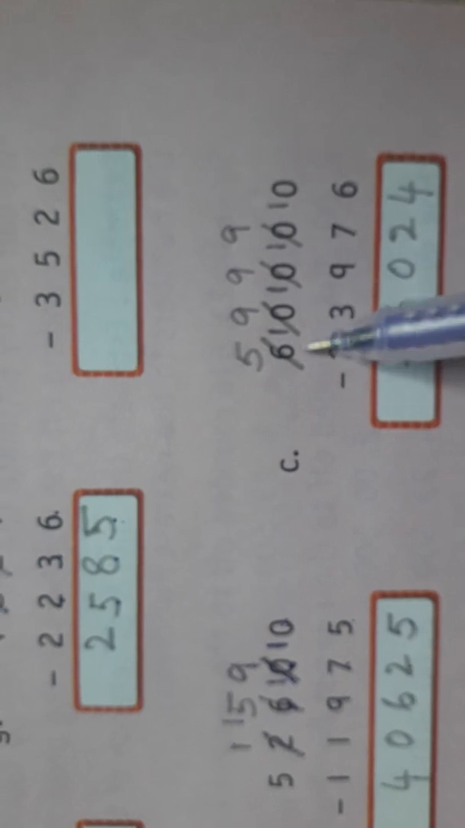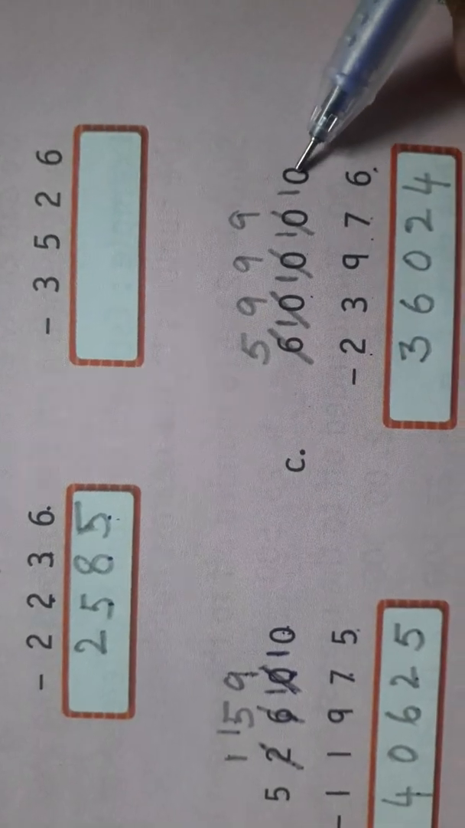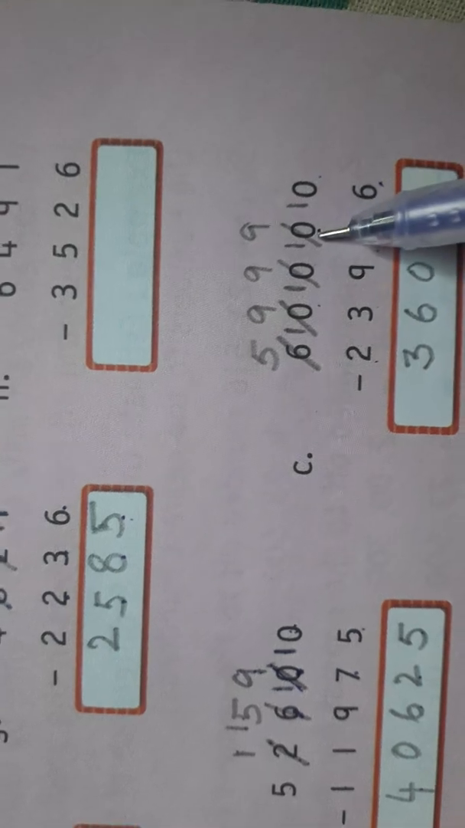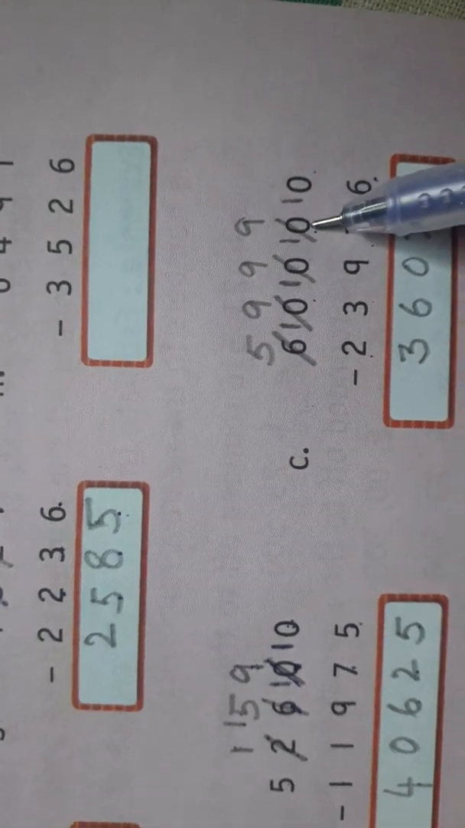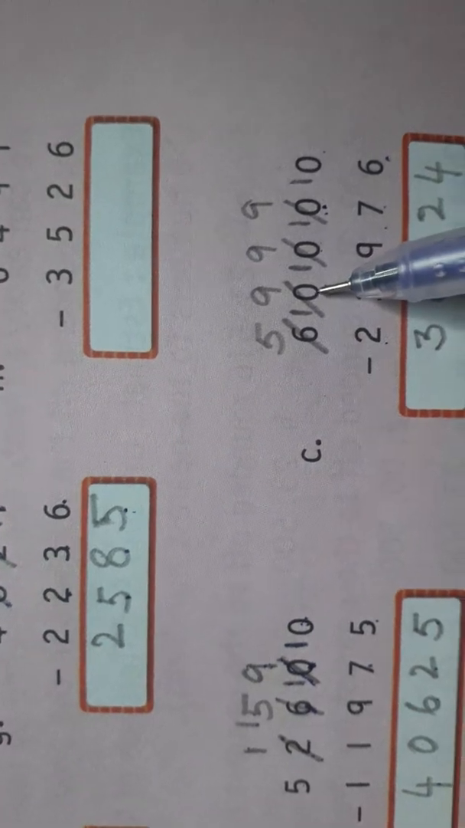Now children, see this sum also. Now 6, 0, 0, 0, 0, minus 2, 3, 9, 7, 6. Now here again 0 minus 6, we cannot do subtraction. So go for the tens place. It is also 0 here. Here also 0 and here also 0.